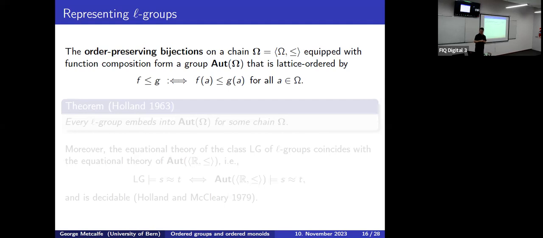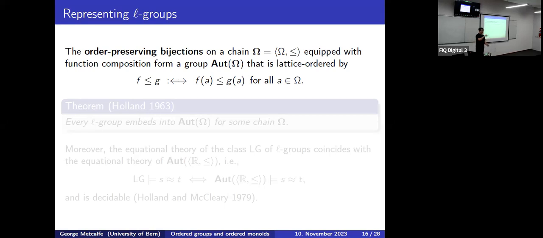So these are nice examples. Maybe to test yourself, think about what happens when you have a finite chain. Maybe you just have a chain with 3 elements. What do you get in this case? Well, you get one thing, right? You get the identity map. So if you have a finite chain, you just get the trivial L group.